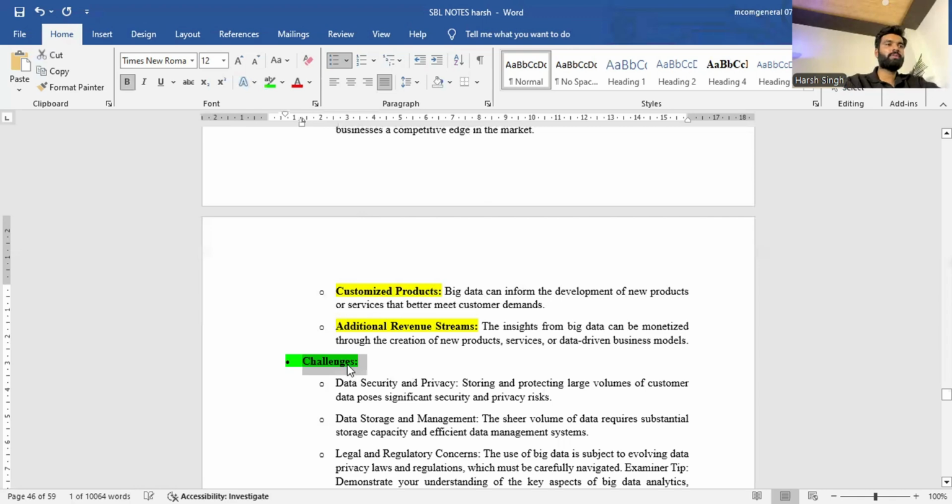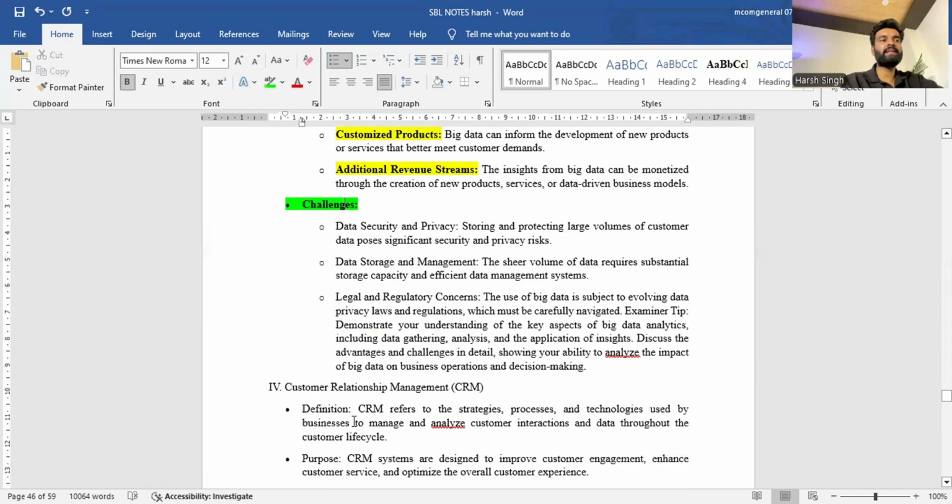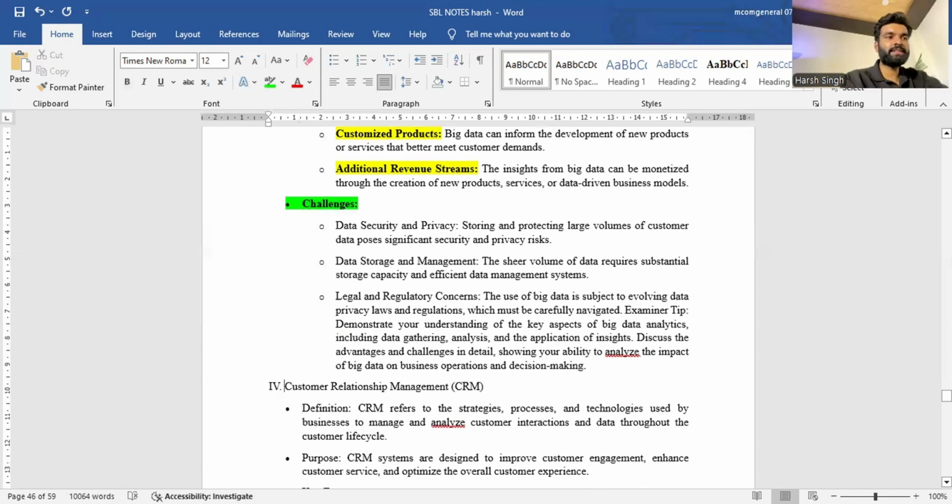Now let's talk about the different challenges that companies face in the big data analytics area. Data security and data privacy again. Data storage and management are key challenges, and even the skills required to manage this data. So again, the problems are going to remain the same.